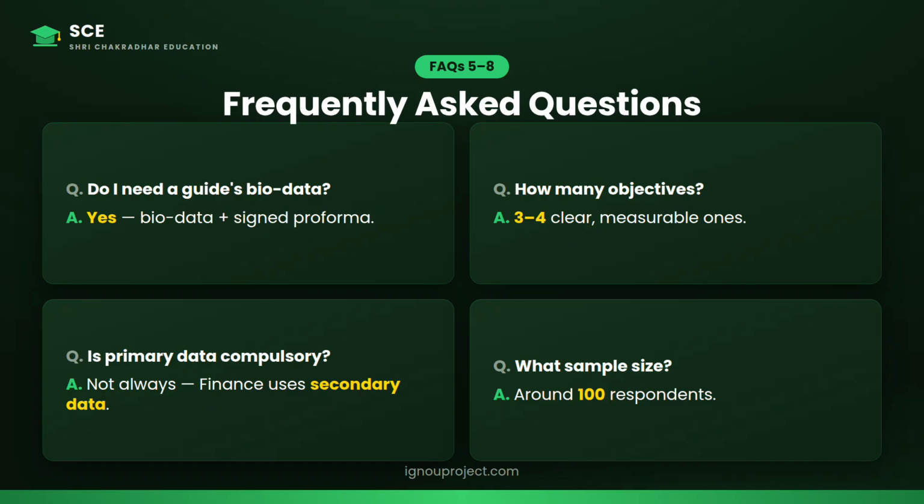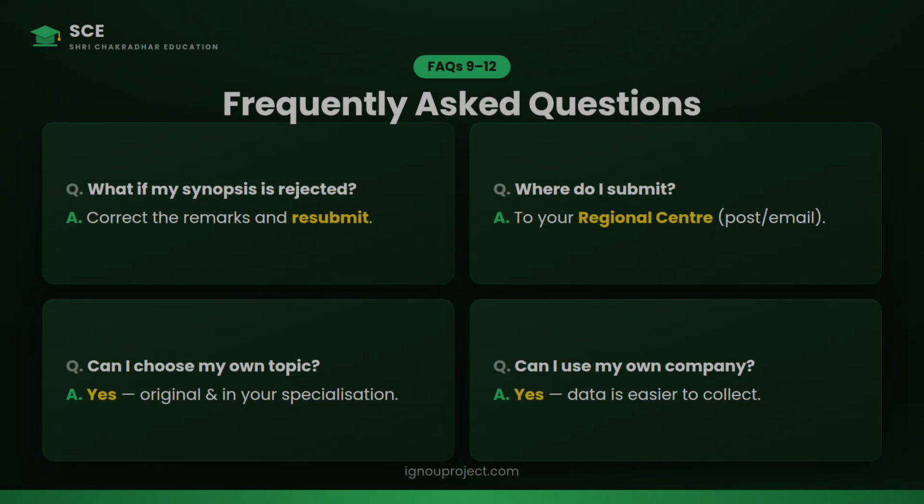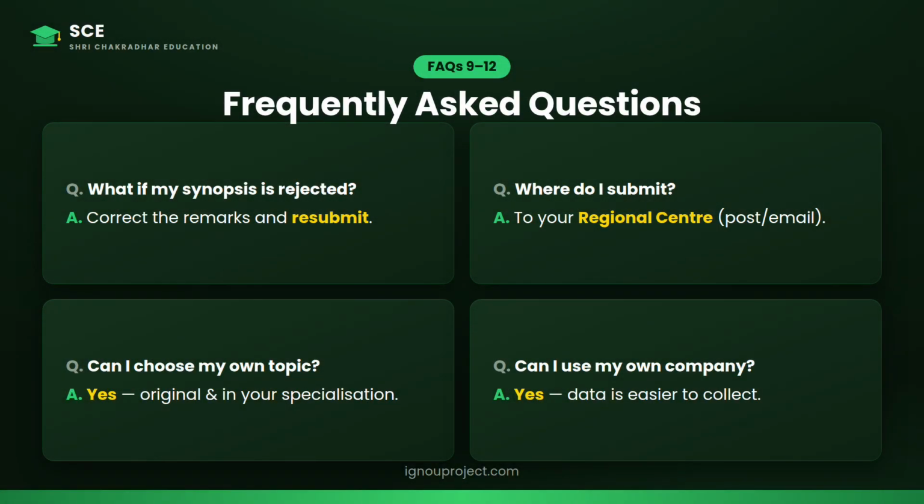Question 8. What sample size should I use? Around 100 respondents is typical and manageable for an MBA project. Question 9. What if my synopsis is rejected? You correct the specific points mentioned in the remarks and resubmit for reapproval. Question 10. Where do I submit the synopsis? To your regional center, by post or email, depending on your center's current policy. Those are the first 10.